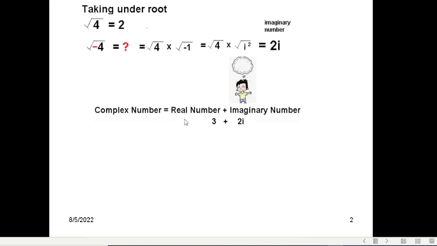And when we write a real number along with an imaginary number, so real number plus imaginary number, like it is written here, 3 plus 2i, then this becomes a complex number. In electrical engineering, since we use i for current, instead of i we write j. So 3 plus 2j, and a more formal way of writing is actually 3 plus j2.